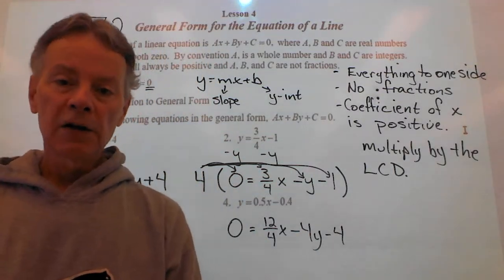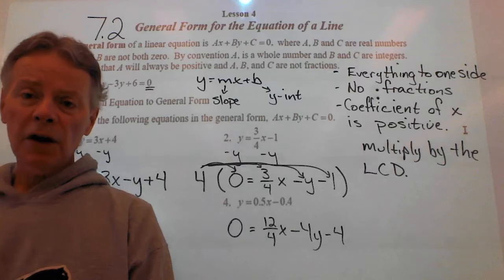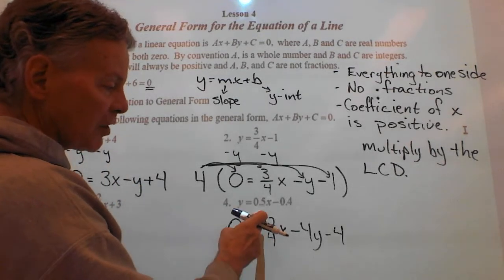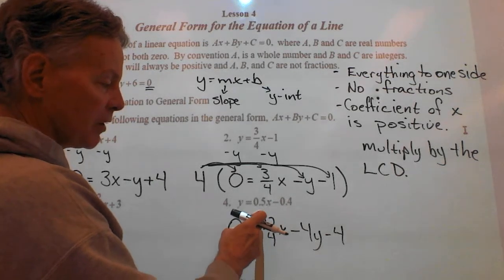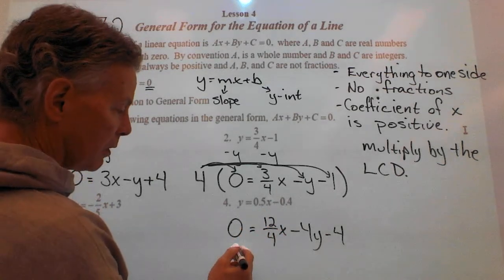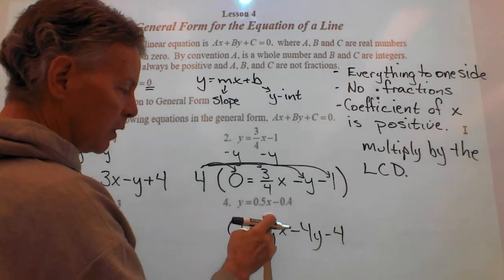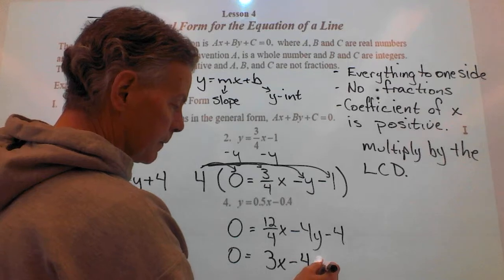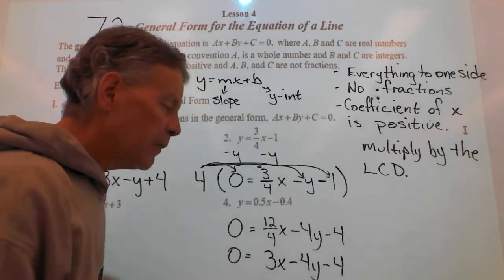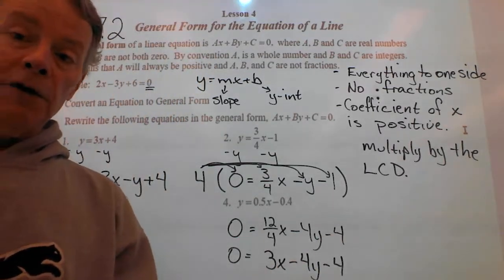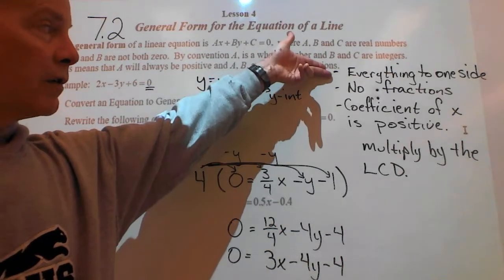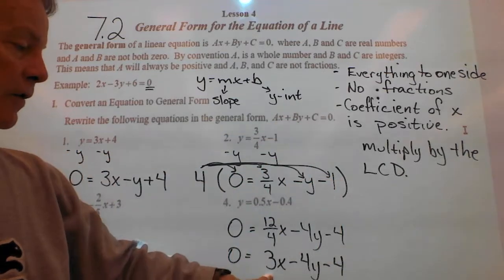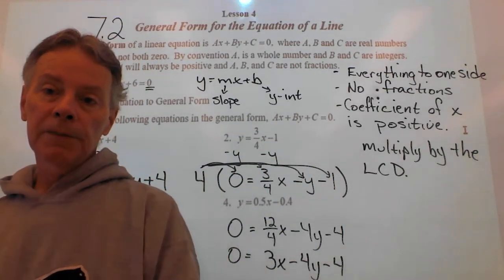Now, you might say, well, I didn't do anything. I still have a fraction. But look what happens. Your fraction has now become a fraction that can be simplified to a whole number, right? 12 divided by 4 is 3. And what we've done is we've gotten rid of the fraction. So now everything is on one side, we don't have any fractions, and our coefficient of x is positive. Okay?